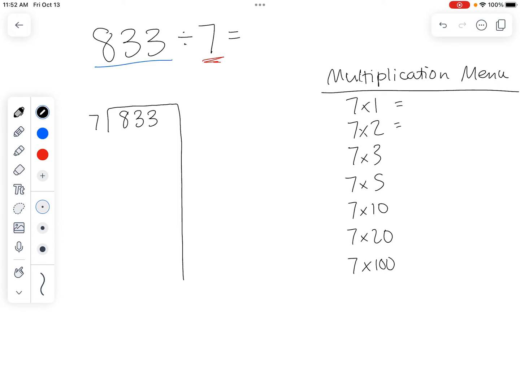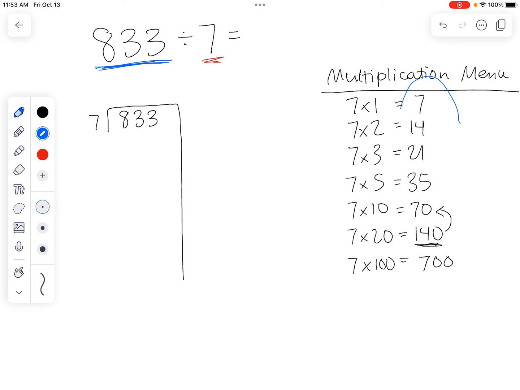So let's solve these. 7 times 1 is 7. 7 times 2 is 14. 7 times 3, 21. 7 times 5, 35. 70, that's the powers of 10. 140, because I know that this is just going to be twice that answer. And 700, that's another power of 10. Now I can use these facts over here to try to build the number 833.